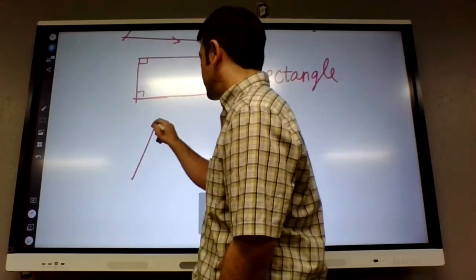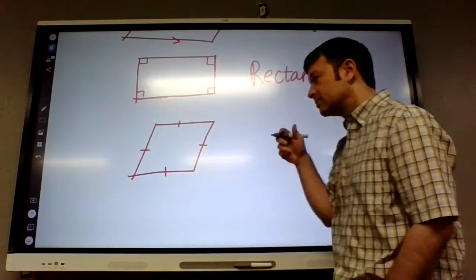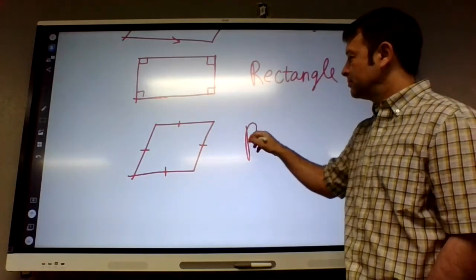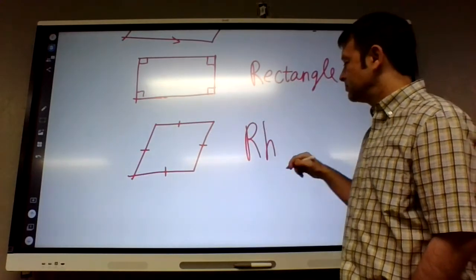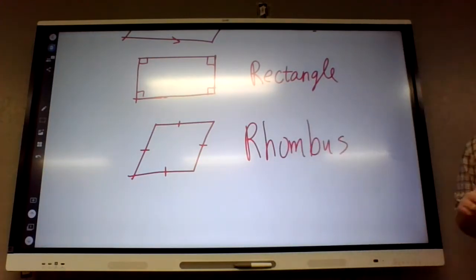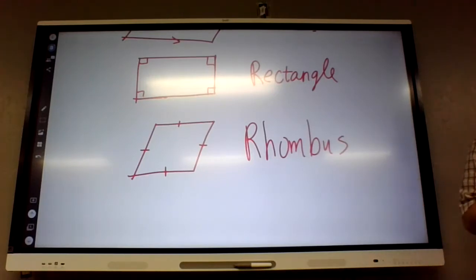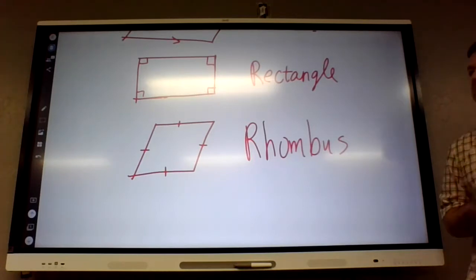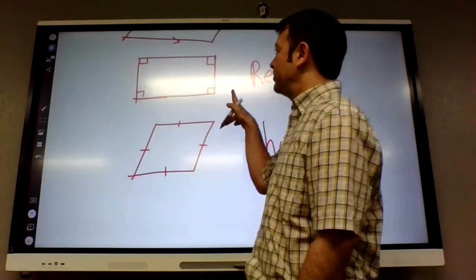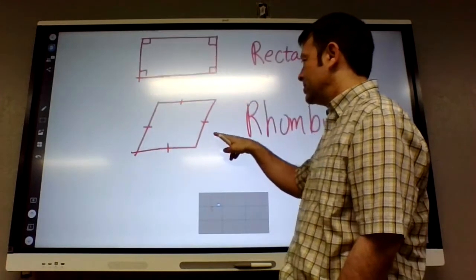All right. What if it has 4 equal sides? What's it called? Rhombus. Okay, rhombus means 4 equal sides. Is that a square that I drew? No, it's not. Okay, is it a parallelogram? Does it look parallel to you? Yes. The parallelogram I drew did not have 4 equal sides, but this parallelogram does. It's called a rhombus.